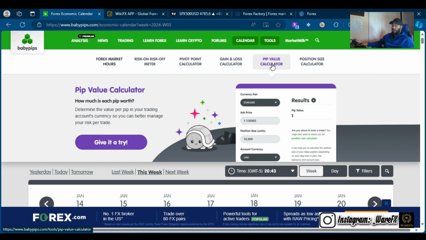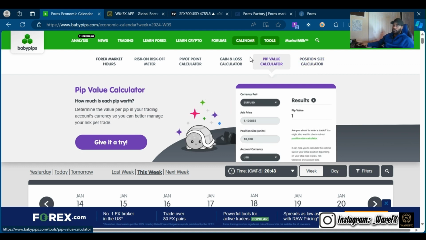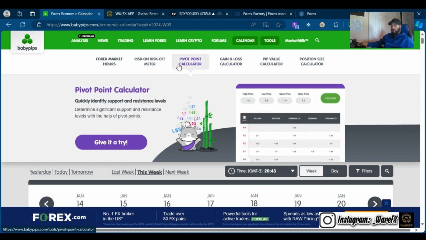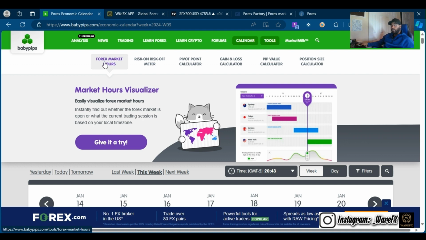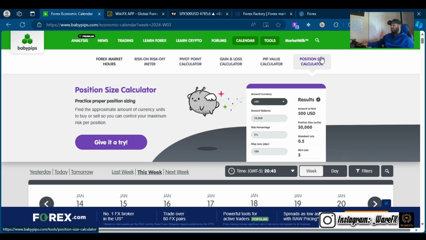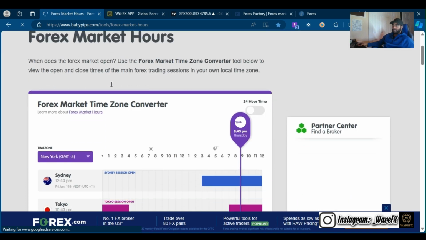They got tools. They have a pip value calculator, a position size calculator, a gain and loss calculator, a pivot point calculator, Forex market hours, and risk on risk off meter. I don't know what that is. But the position size calculator, that's pretty dope. I didn't know that they had that on there. And the Forex market hours is probably the most important on here.